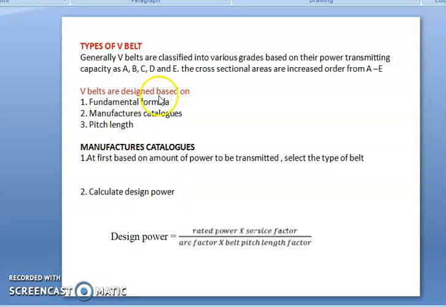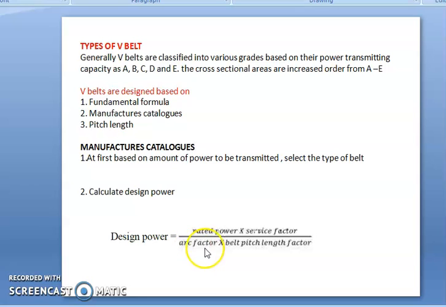Then the types of V belt. They are classified into various grades based on their power transmitting capacities such as A, B, C, D and E. The cross-section areas increase in order from A to E. The various V belts are designed based on the fundamental formula, manufacturing catalog and the pitch length of the belt. By using the manufacturing catalogs, we first find out the design power. So based on the power to be transmitted, we can select the type of belt, then calculate the design power.